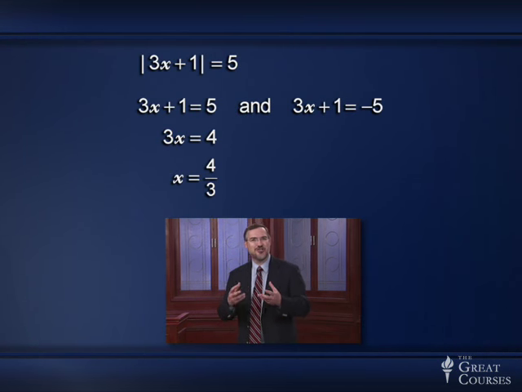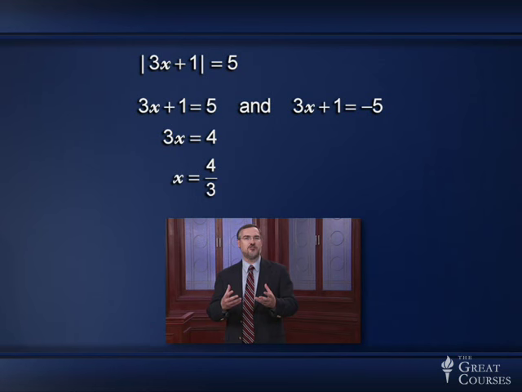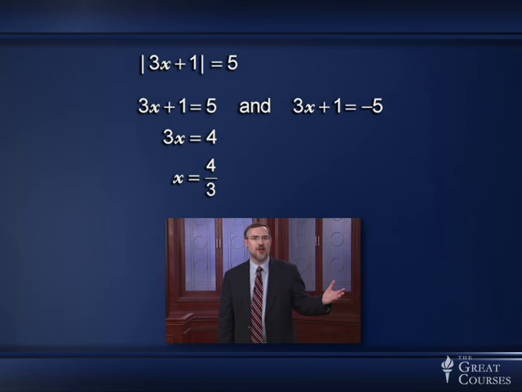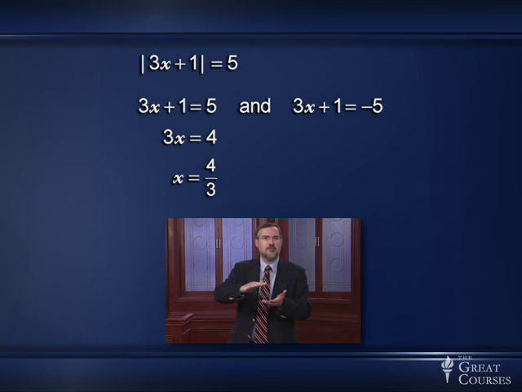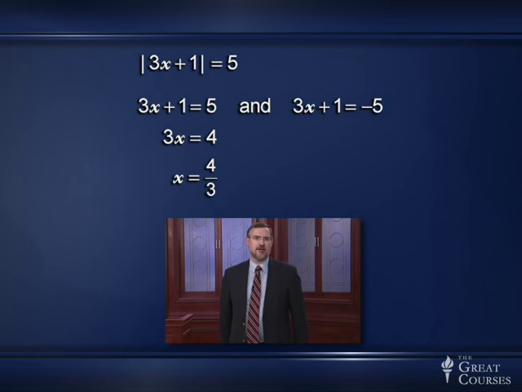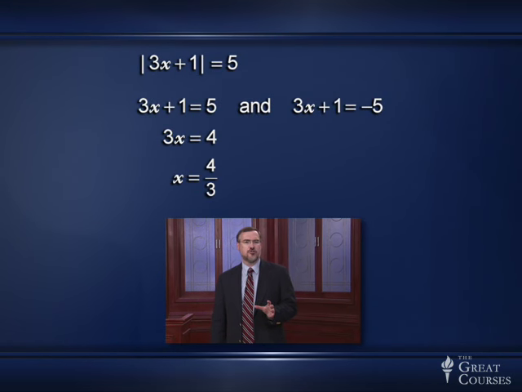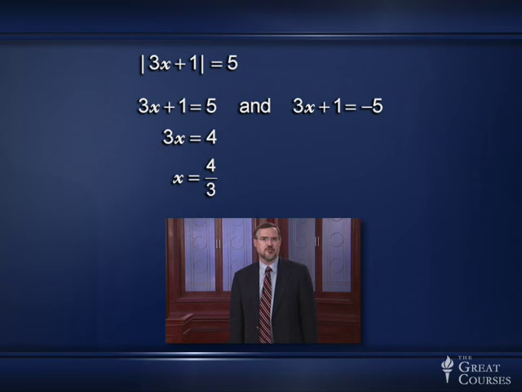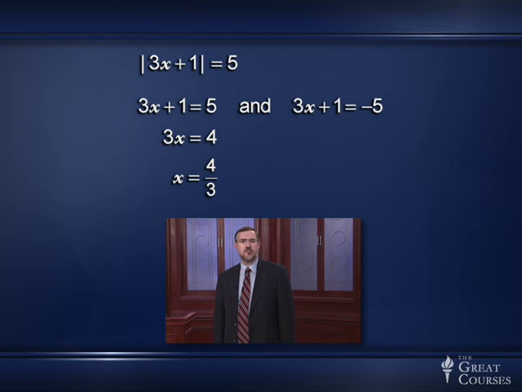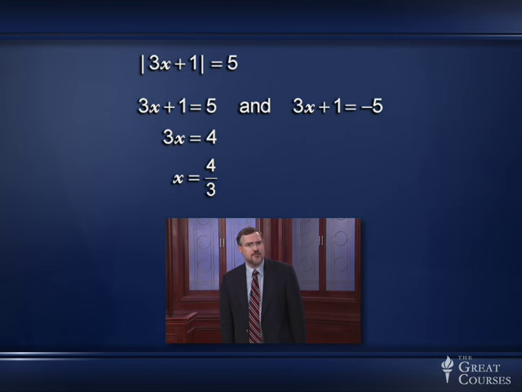Did you notice how we just solved a two-step equation just like we did a few lessons ago? It's great. This stuff is building on itself. We're mastering those basics. So one possible solution is x equals 4/3. Now remember, the other equation was 3x plus 1 equals negative 5.